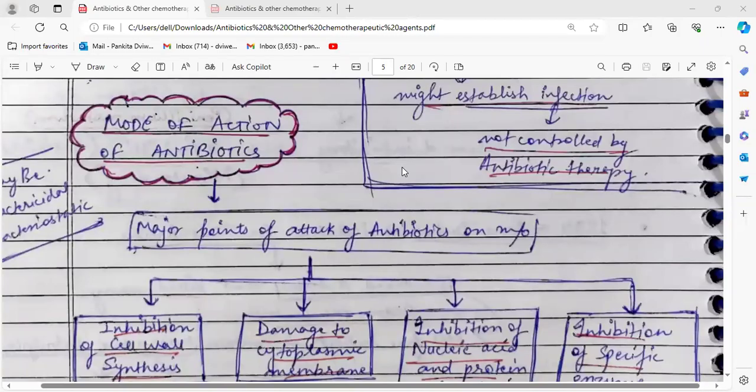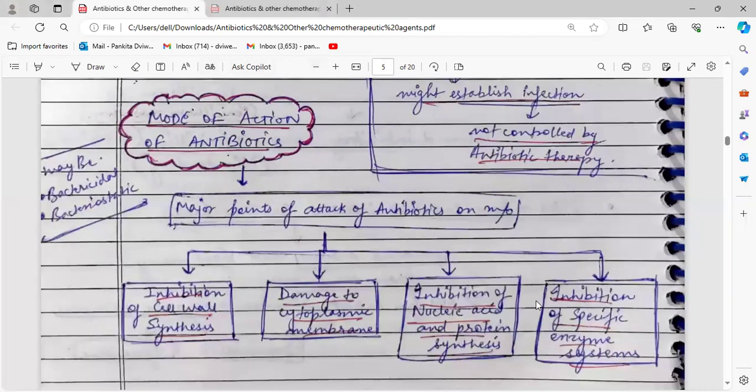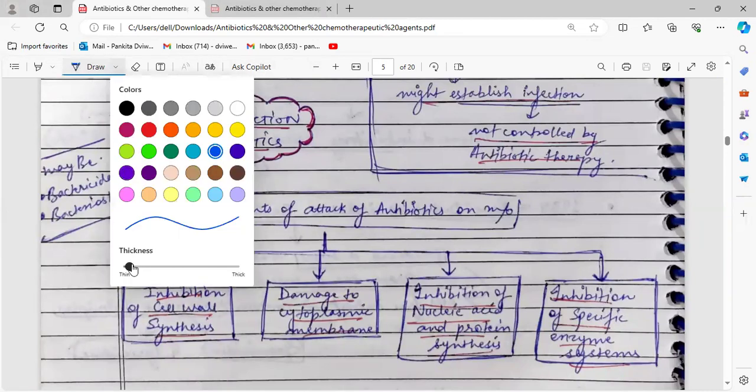So the topic for this video, for revision, is the mode of action of antibiotics or the chemotherapeutic agents. So these are the major ways in which the antibiotics attack the microorganism.